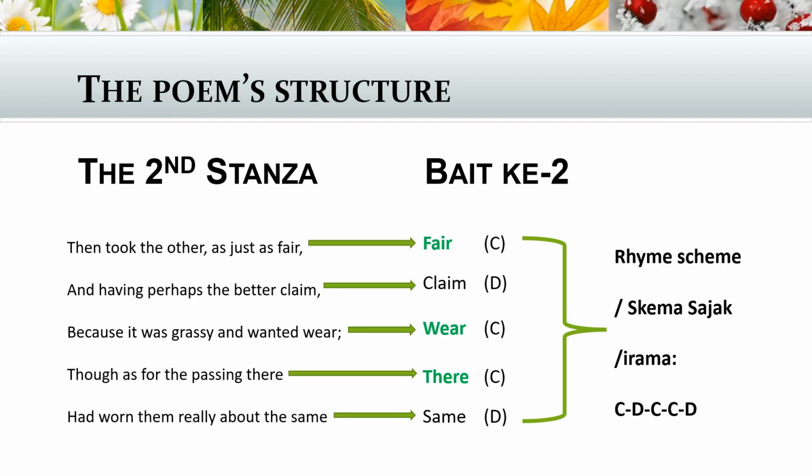Pay attention to the last word on each line: fair, claim, wear, there, same. We're labeling the sound fair as C. We're labeling the sound claim as D. We're labeling the sound wear as C. We're labeling the sound there as C. We're labeling the sound same as D. In conclusion, the rhyme scheme in the second stanza is C, D, C, C, D.